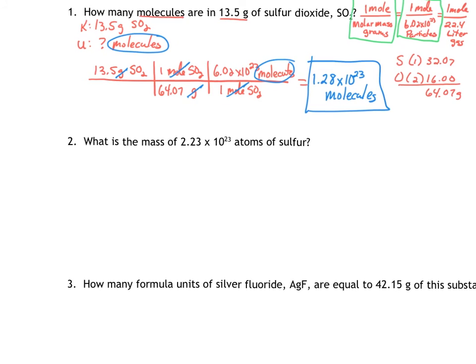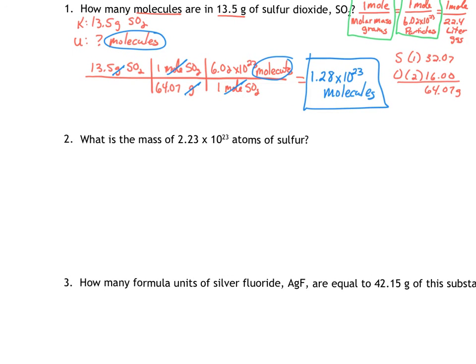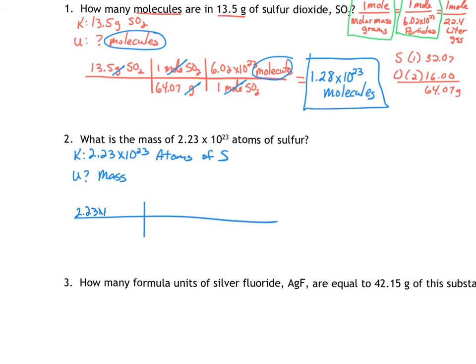Let's do one more. What is the mass of 2.23 times 10 to the 23rd atoms of sulfur? So the first thing I'm going to do is write down my known, and that's atoms of sulfur. My unknown is the mass. So I set up my table and put my known on the top, 2.23 times 10 to the 23rd atoms.